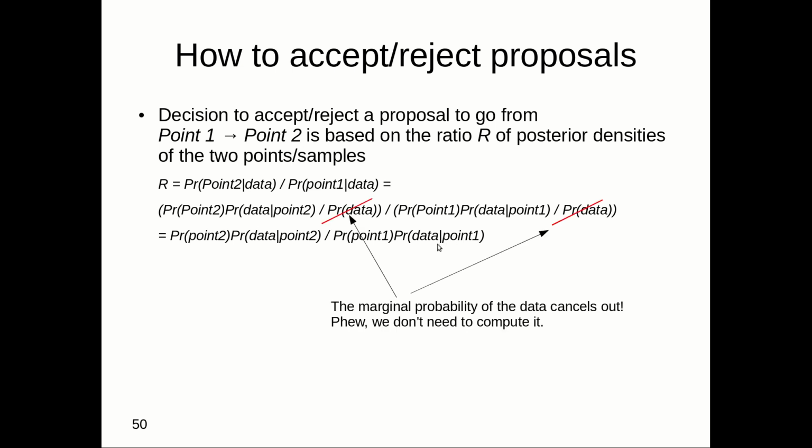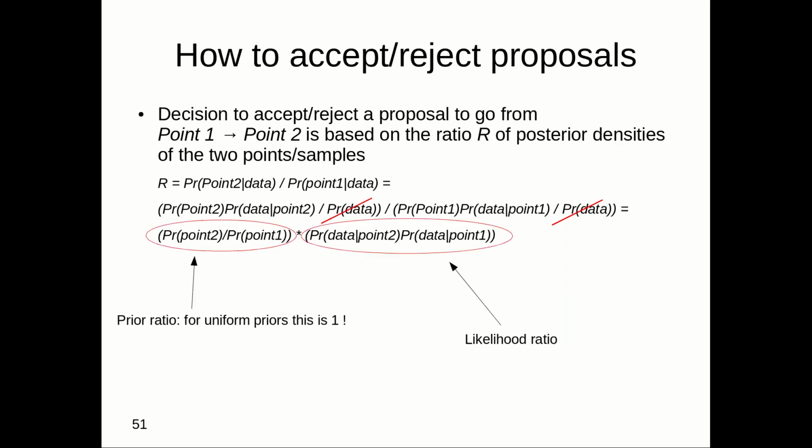And this is really super exciting because we see here, if we calculate this acceptance ratio like that, the marginal probability of the data actually cancels out. And so this means that we don't need to compute it. So this is really super important and very exciting because we can see that with this sampling procedure that we've designed, we do not need to compute this very complicated and complex marginal probability.